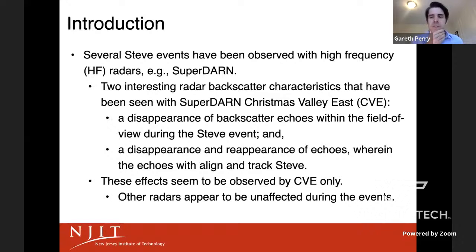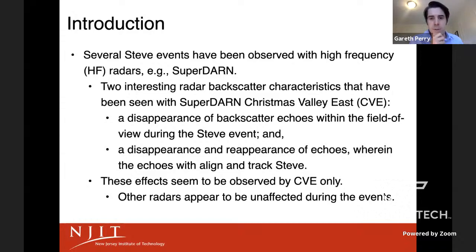So we've seen several Steve events with SuperDARN radars, with HF radars. And these are confirmed Steve events, which we've seen with optical data. I think you've seen a few of those cases already this afternoon. Bea showed me some SuperDARN data during Steve events one day, when I walked past her office when we were both at Calgary, and said, I want you to take a look at this and tell me what's going on.